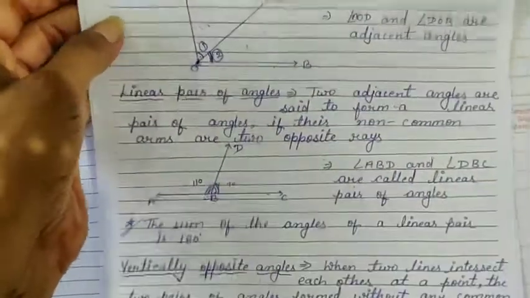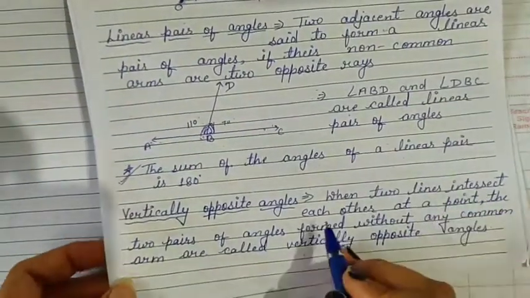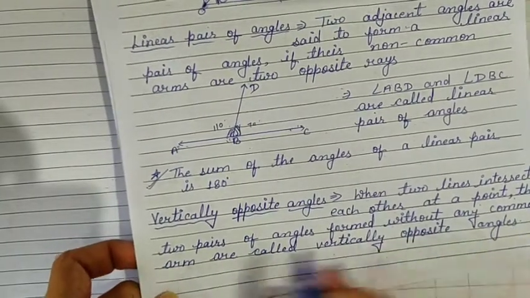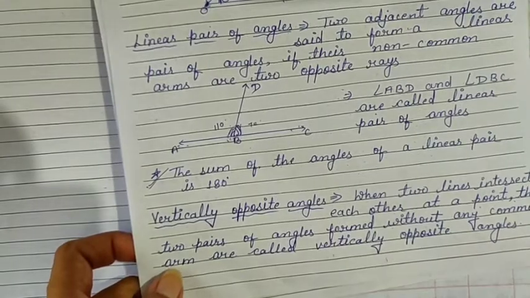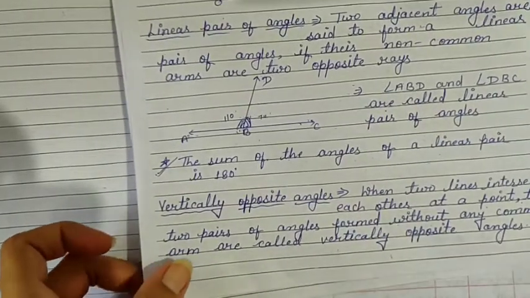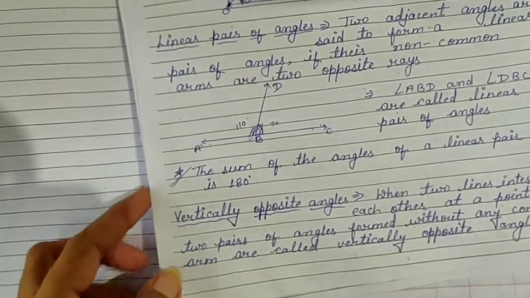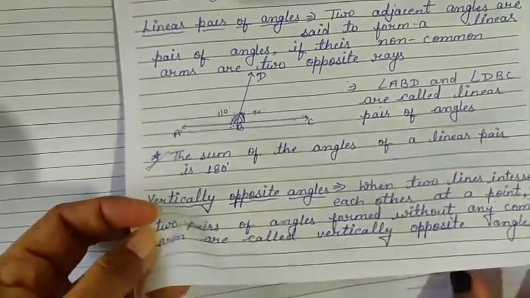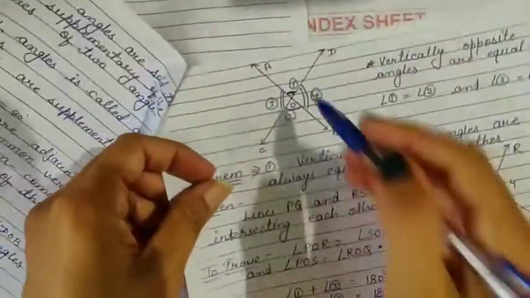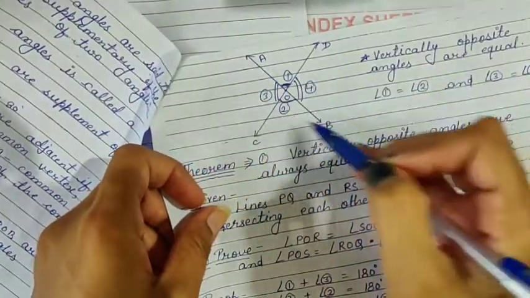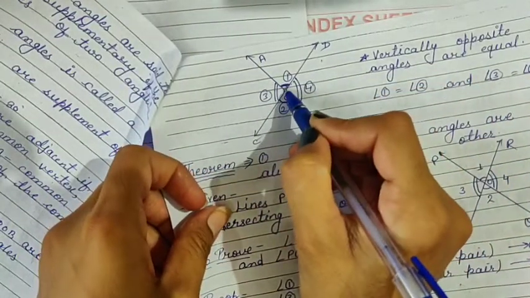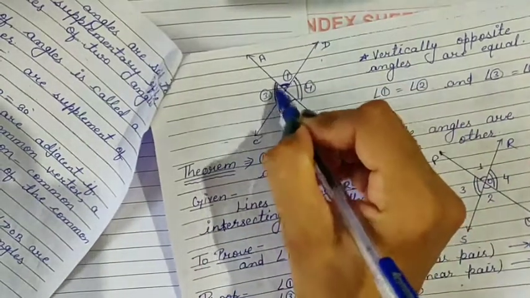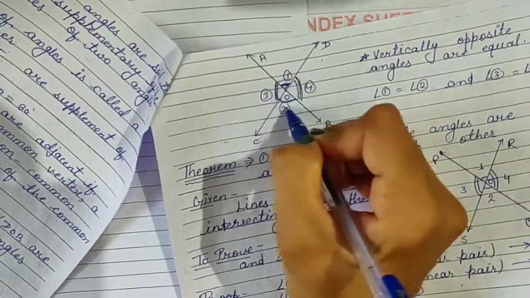Now vertically opposite angles. When two lines intersect each other at a point, the two pairs of angles formed without any common arm are called vertically opposite angles. These are two lines AB and CD, and they intersect each other at a point O. Then two pairs of angles are formed: angle 3 and angle 4, and angle 1 and angle 2.